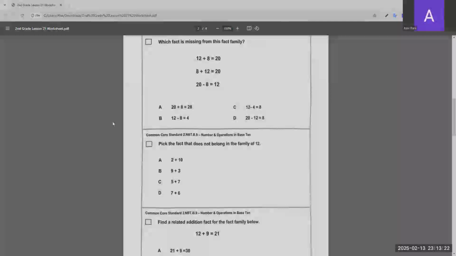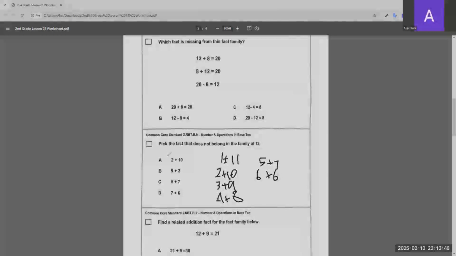Next, pick the fact that does not belong in the family of 12. So let's find all the numbers that add up to 12. 1 and 11, 2 and 10, 3 and 9, 4 and 8, 5 and 7, and 6 and 6.